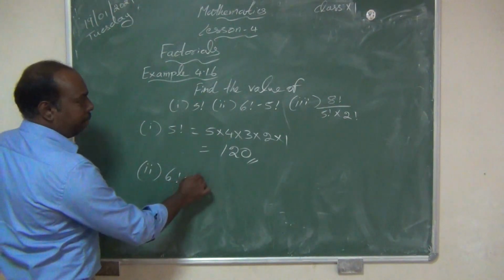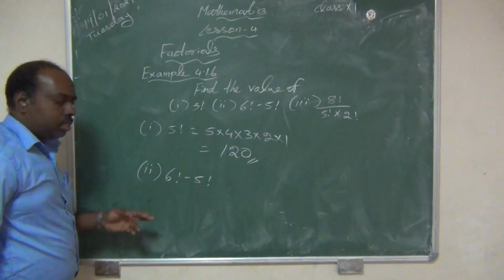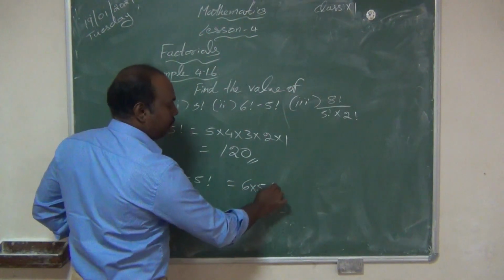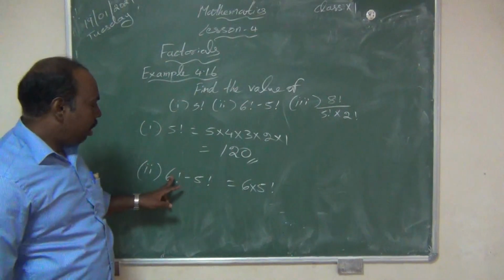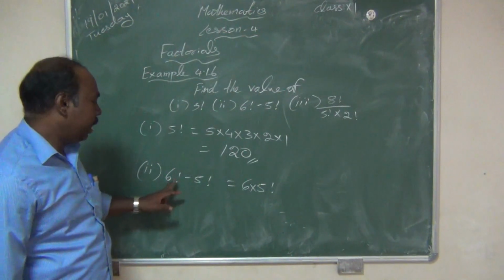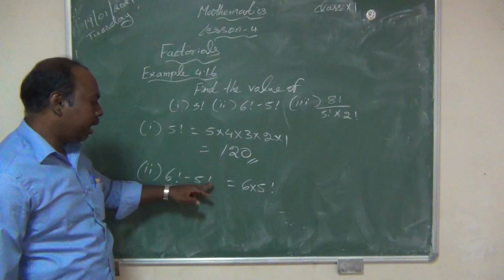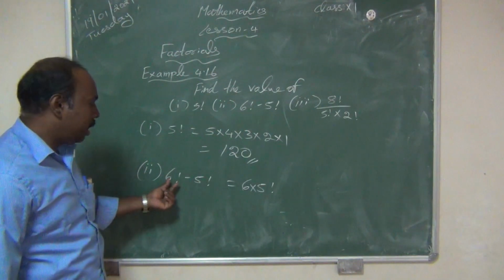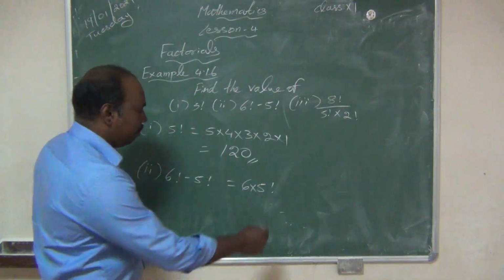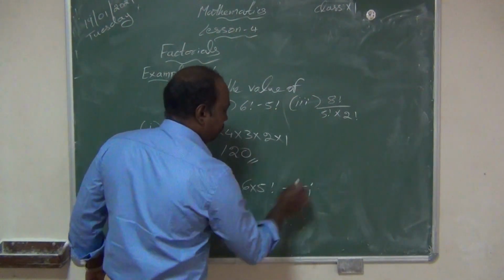Same way, second part, 6 factorial minus 5 factorial. So 6 factorial can be written as 6 into 5 factorial. Am I right? Because we have to reduce it. Starting from 6 and ending with 1 factorial. But the second time we have 5 factorial. So we can write 6 factorial as 6 into 5 factorial minus 5 factorial.